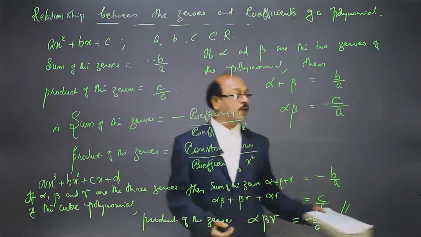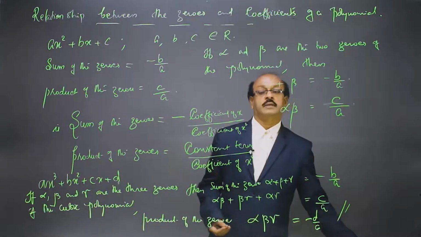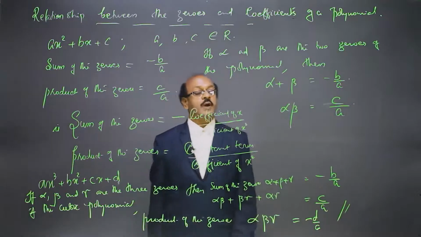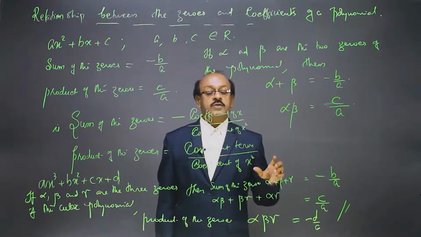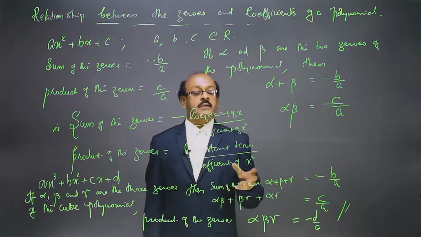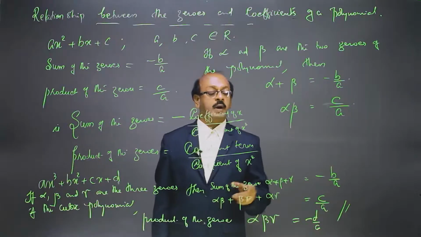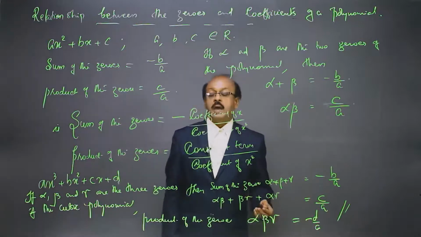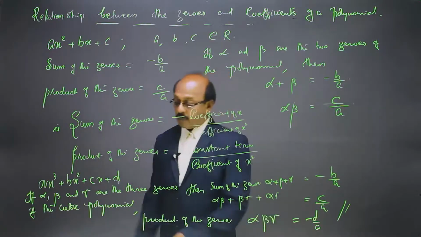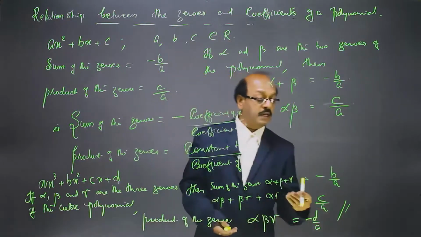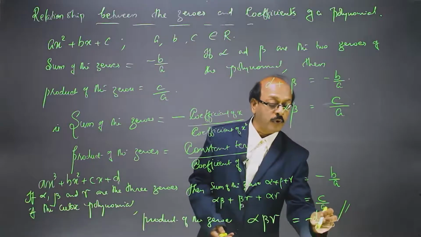And for a cubic polynomial, that means a polynomial with degree 3, the sum of the zeros alpha plus beta plus gamma is equal to minus b by a, and the zeros taken two at a time, alpha beta plus beta gamma plus alpha gamma, is equal to c by a, and the product of the zeros alpha into beta into gamma is equal to minus d by a. It is minus d by a, the product of the zeros.